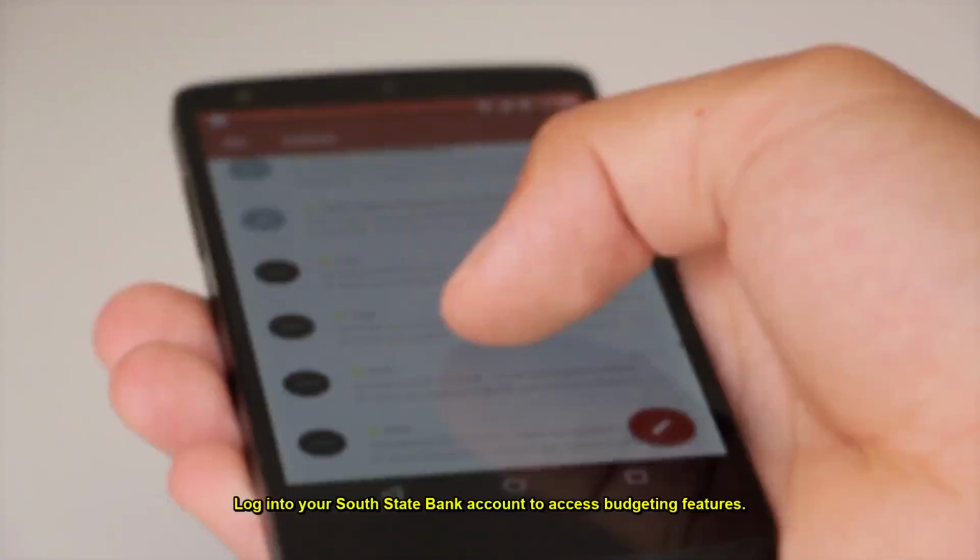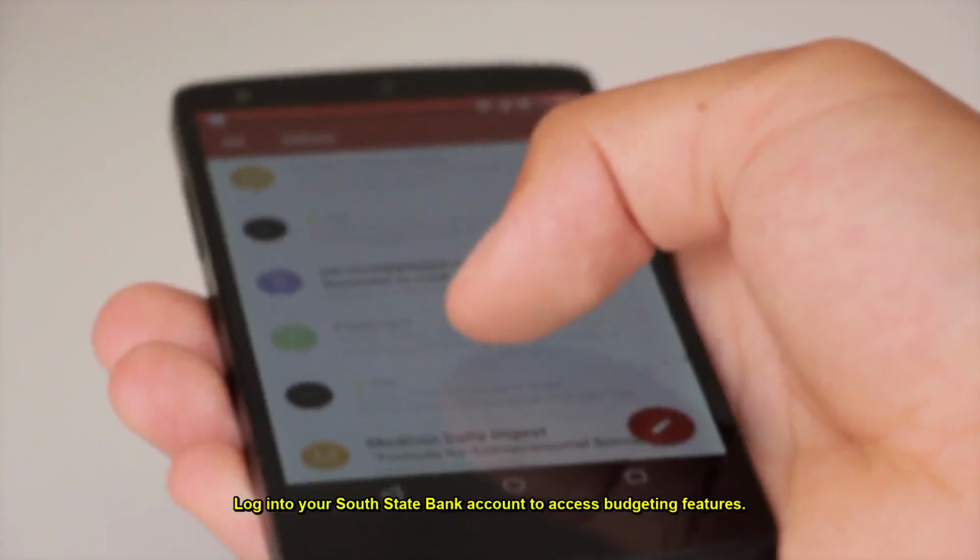If you're spending more than you earn, it's crucial to identify areas for cuts. Consider using South State Bank's budgeting tools to simplify this process. Log into your South State Bank account to access budgeting features. Utilize the budgeting calculator to track and plan your finances more effectively.